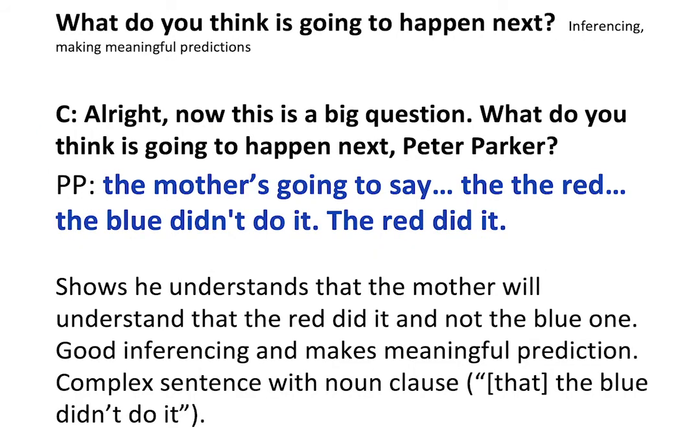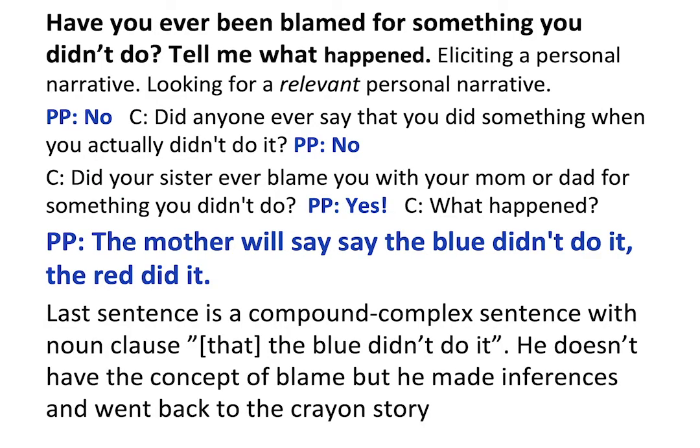And the mother, what's going to happen next? The mother's going to say the red crayon, the blue didn't do it, the red crayon did. So it's going to be resolved that the mom's going to understand, the mom being the big purple crayon, that the blue didn't do it and that the red did it, right? He's going to get there. The mom will definitely know the blue didn't do it, the red did it. So he's got a nice compound complex sentence here. He doesn't have the conflict of blame, but he did make all the inferences about who did what to whom.